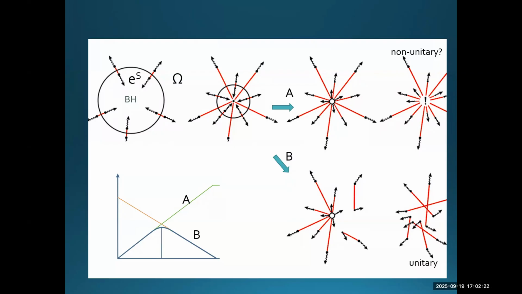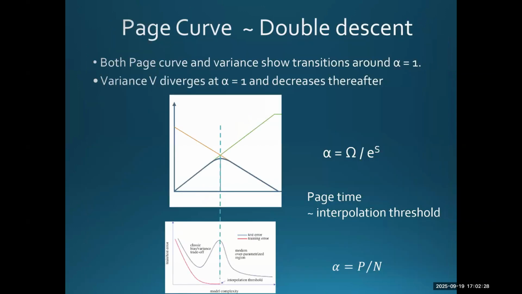So outside the horizon, only red particles are entangled. Yes. Outside the front.